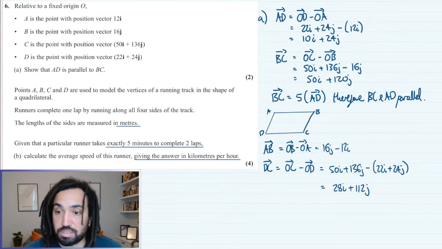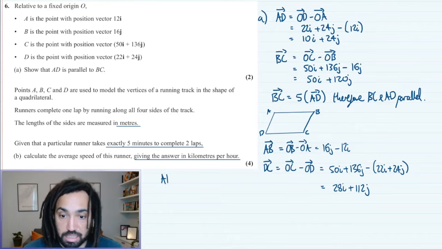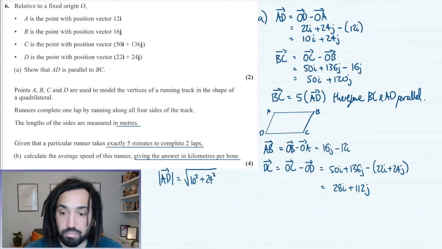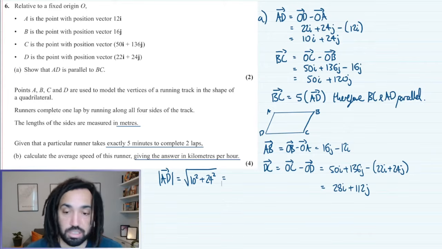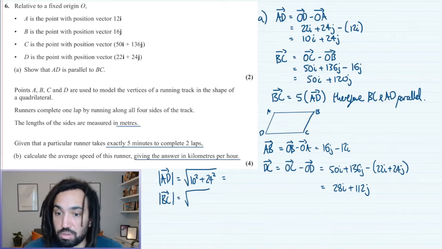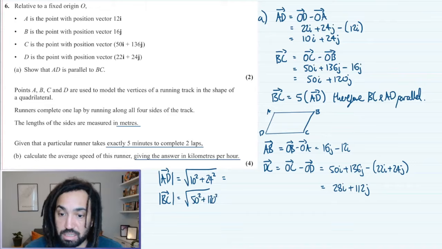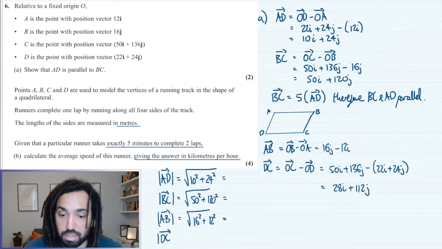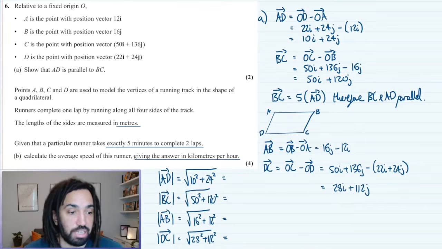Now we're going to need to find the magnitude of each of the sides. So we'll start with AD. So the magnitude of AD will be the square root of the two components squared, so 10 and 24 squared, and then added together. Actually, I'll just calculate them all a bit later. Let's just write down what we're doing first. So BC will be the square root of 50 squared plus 120 squared. And AB will be the square root of 16 squared and 12 squared. It doesn't matter that it's minus, you're squaring it anyway. And DC, the distance will be the square root of 28 squared plus 112 squared. Okay, let me calculate each of these.